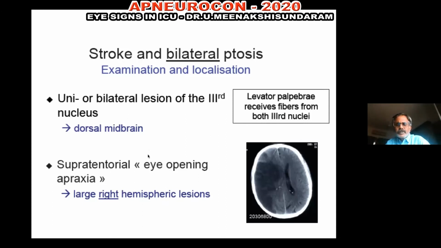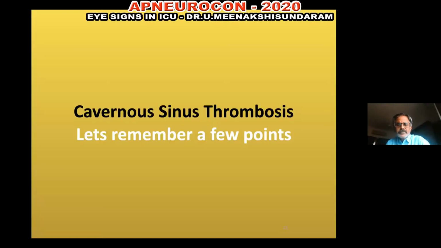Supratentorial lesions can also cause ptosis, where you can get eye opening apraxia actually. This is called cerebral ptosis. It occurs with large right hemispheric lesions and is a bad prognostic sign. It probably indicates that herniation is going to occur in the patient, but this is more likely to be an apraxia rather than a third nerve lesion.